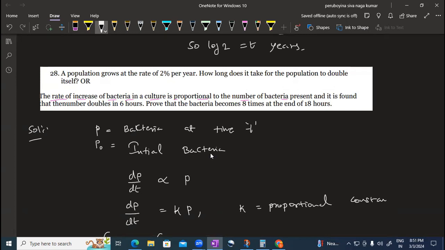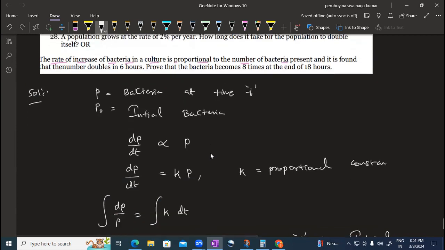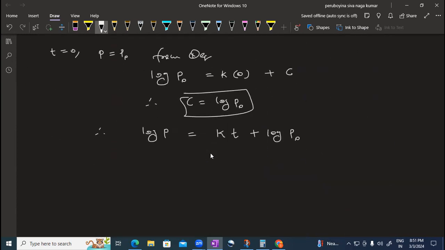it will be bacteria present, and it is found that the number is double in 6 hours. So it will be doubled in 6 hours. So P value will be 2 into P naught. Time taken for that is 6 hours. Now you are asked to substitute these values. P value will be double, and K into 6 hours plus log P naught.